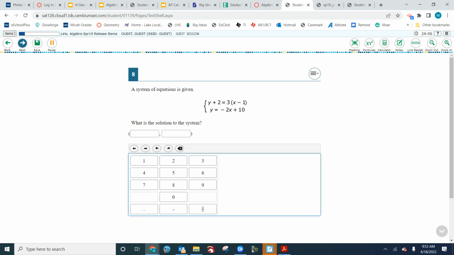System of equations. Great. What are we going to use, guys? You could do elimination, you could do substitution, or you could do graphing. Guys, once you're practicing Desmos, just put them both in Desmos.